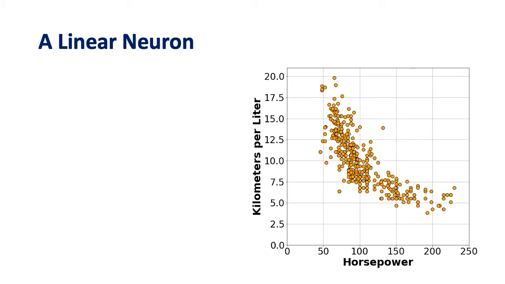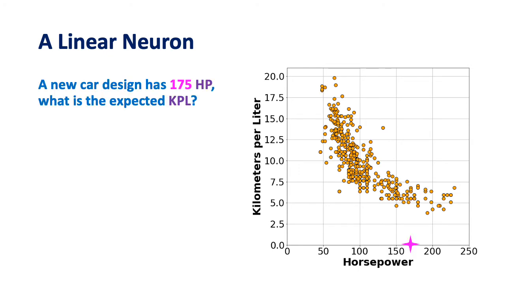This is a dataset of horsepower versus kilometers per liter for various cars. Every data point on this graph is a car. As the kilometers per liter increases, so does the efficiency, because the car extracts more kilometers from every liter of fuel. Suppose we are designing a car with a horsepower of 175, and we would like to figure out what is the expected kilometers per liter for that car.